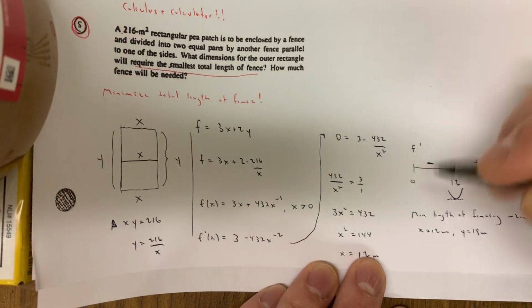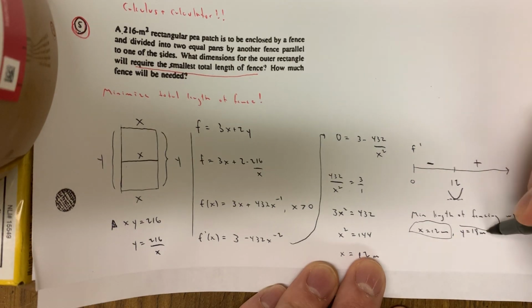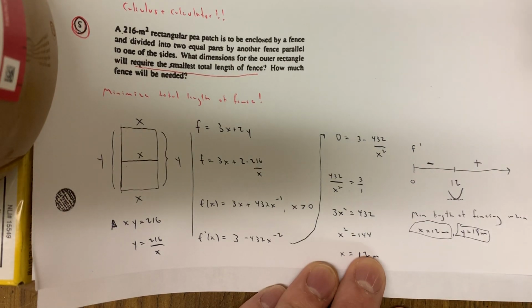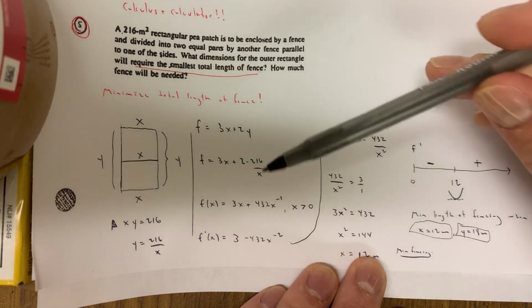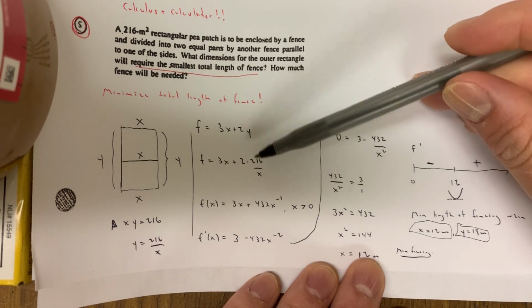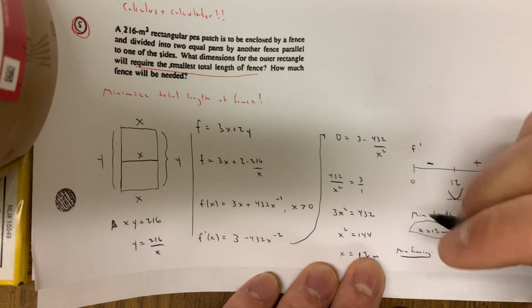That answers the first part, right? That's our dimensions. Now they actually want to know how much fence will be needed. So the min amount of fence, so min fencing, on guard. Any formula you want here, okay? You could use the formula in terms of x only. You could use it in terms of x and y. Let's do that. I like using that one.